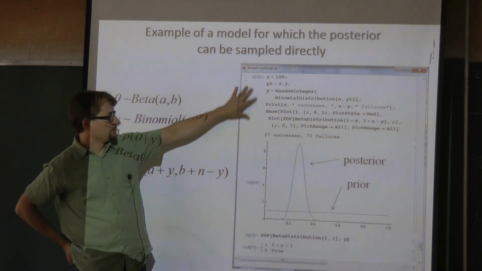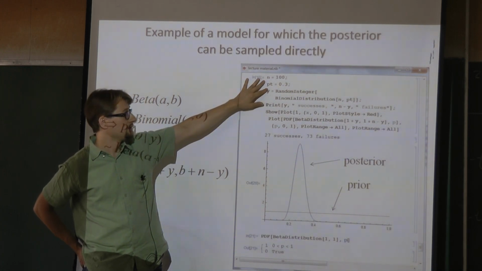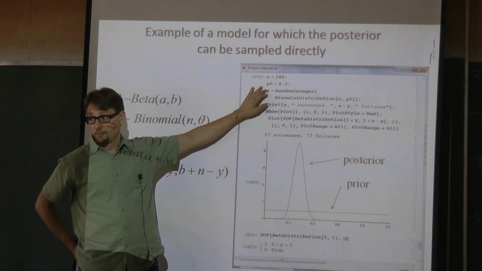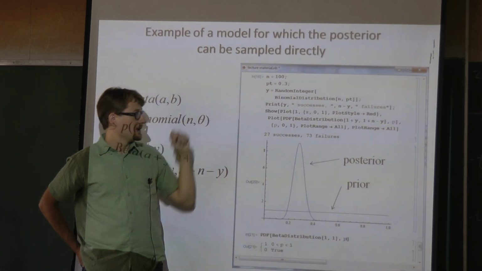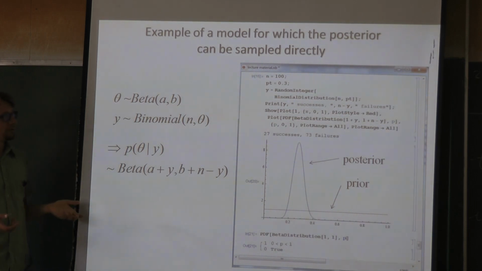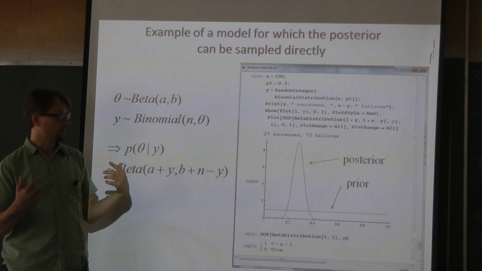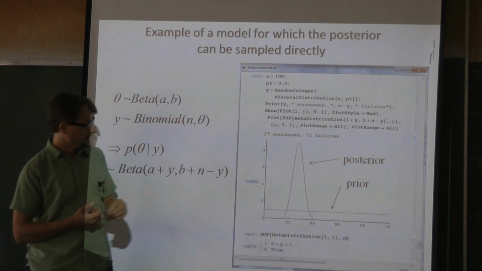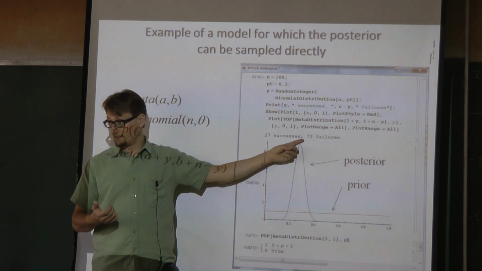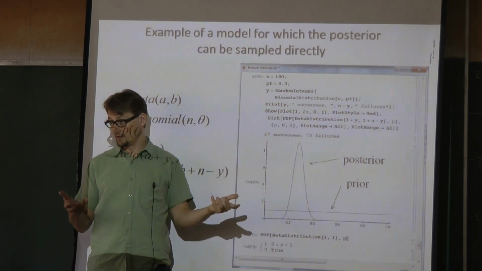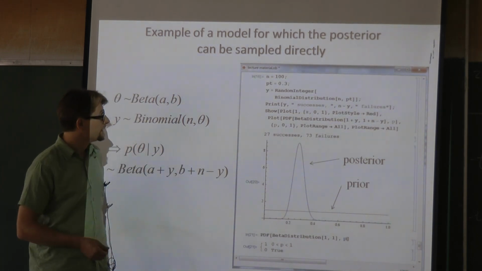So what I did here was to generate some data. I assume that I do 100 trials. And then this probability of success is 0.3. So I'm saying that y, the data, is a random draw from a binomial distribution with these parameters n and 0.3. In this case, it gave me 27 successes and 73 failures. Typically you should get 30 successes, but there's randomness because it's a random process.